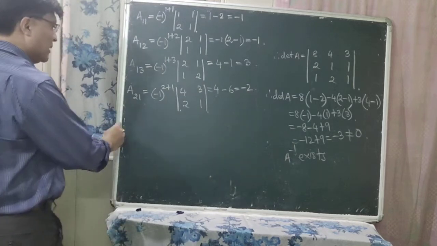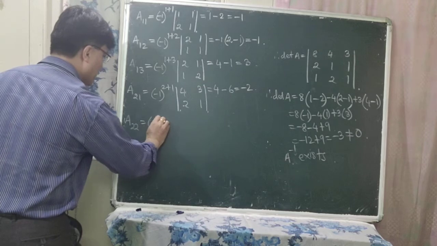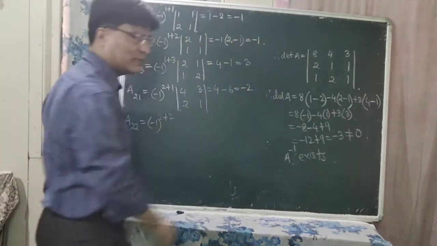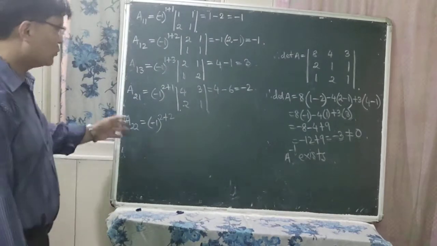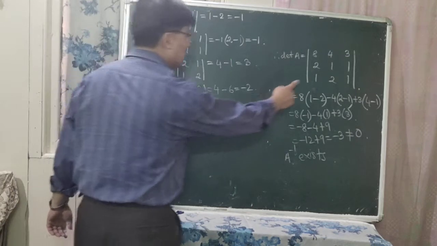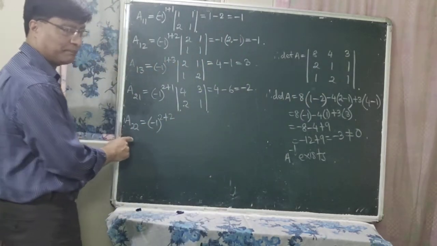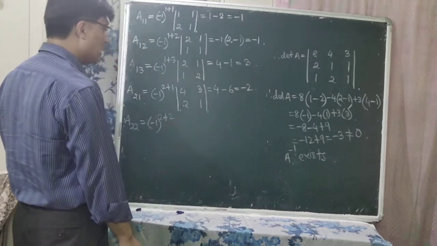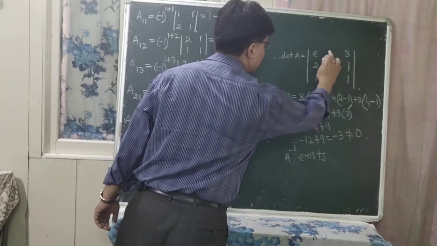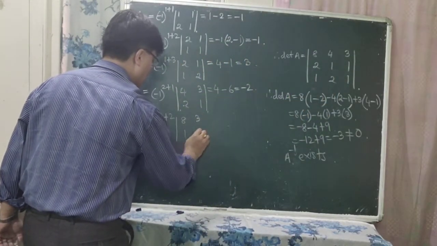Right? So next one is A22. What is A22? Minus 1 over the power 2 plus 2. That is the cofactor of the element belonging to the second row and second column. That means you have to find out the cofactor of this one. So minus 1 over the power 2 plus 2 is there, right? Then delete the row and the column through the element 1. Second row and second column are deleted. 8, 3, 1, 1.